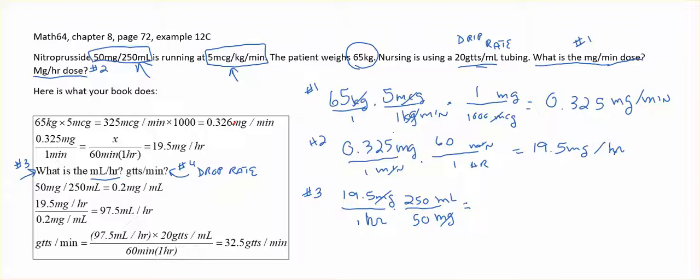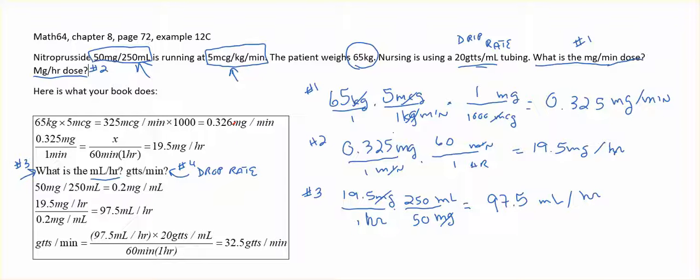So I'm just going to go ahead and do that multiplication. I still have 19.5 sitting in my calculator, times 250, and that's divided by 50. And so I'm getting 97.5 milliliters per hour.